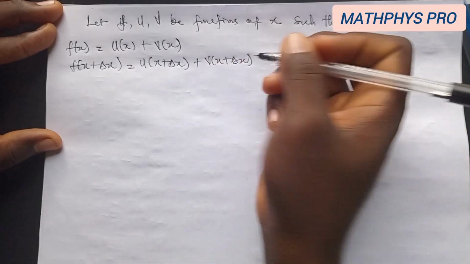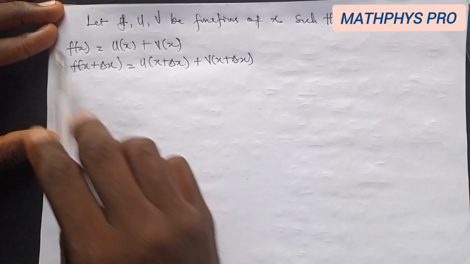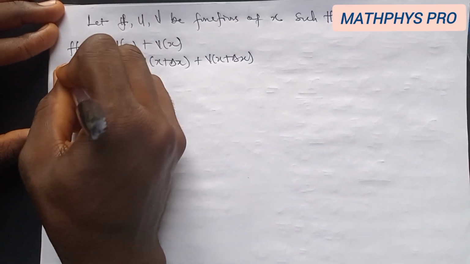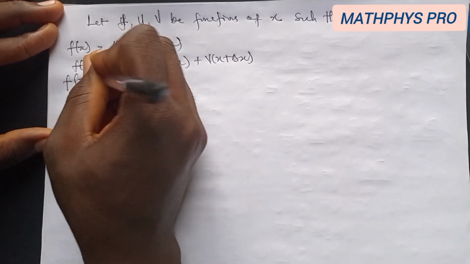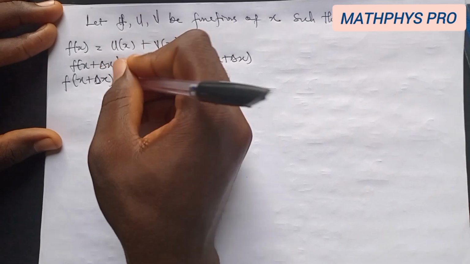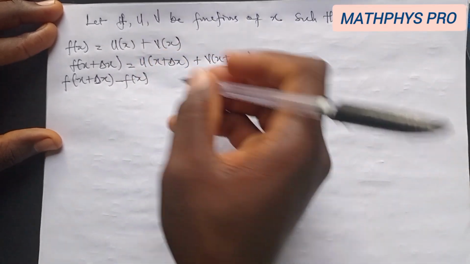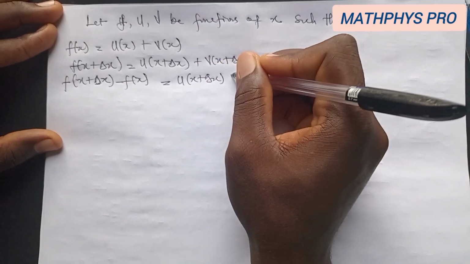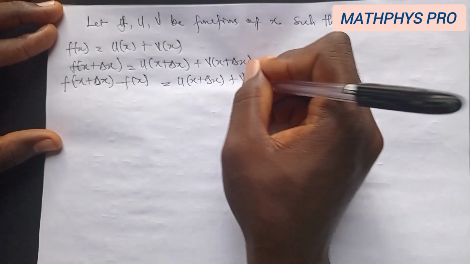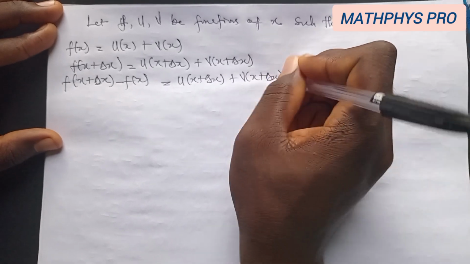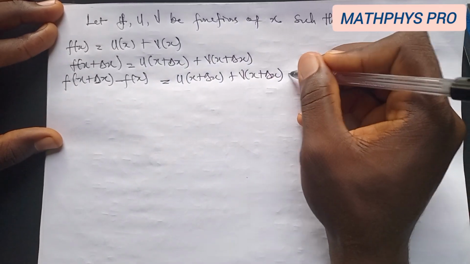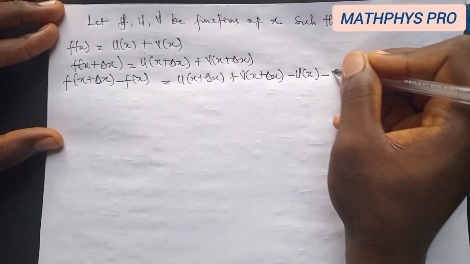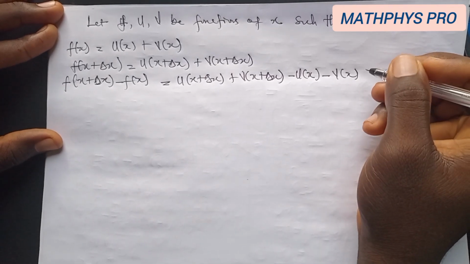So now if you subtract f of x from both sides of the equation, at the left hand side, we'll have f of x plus change in x minus f of x. So this will be equal to u of x plus change in x plus v of x plus change in x minus u of x minus v of x.